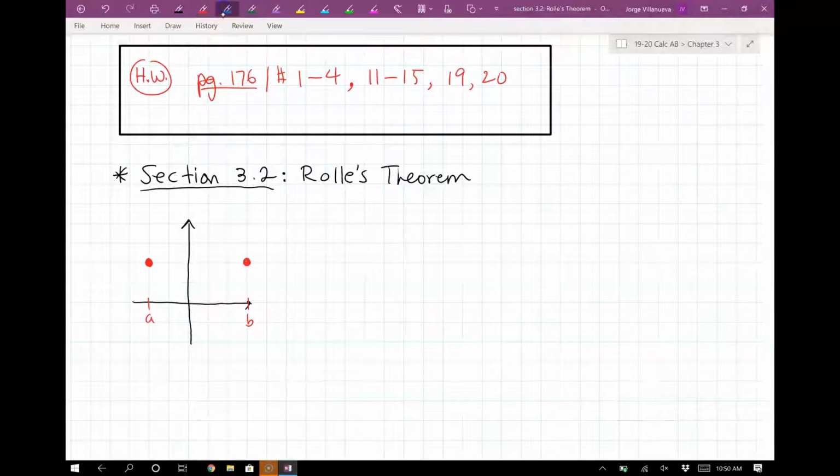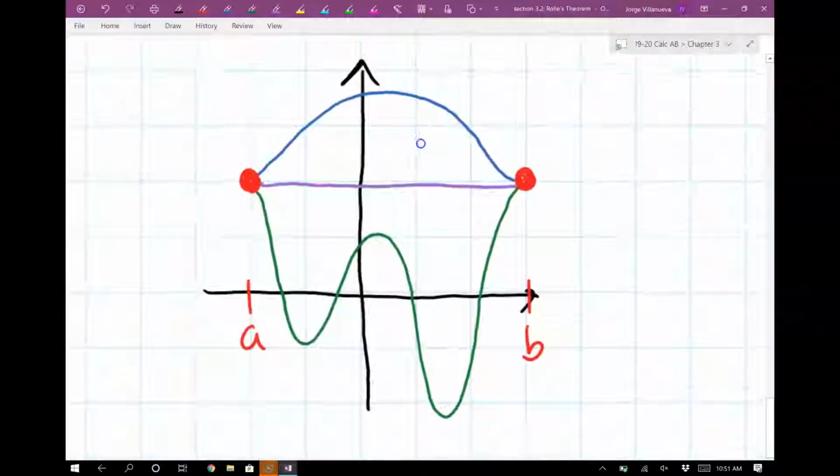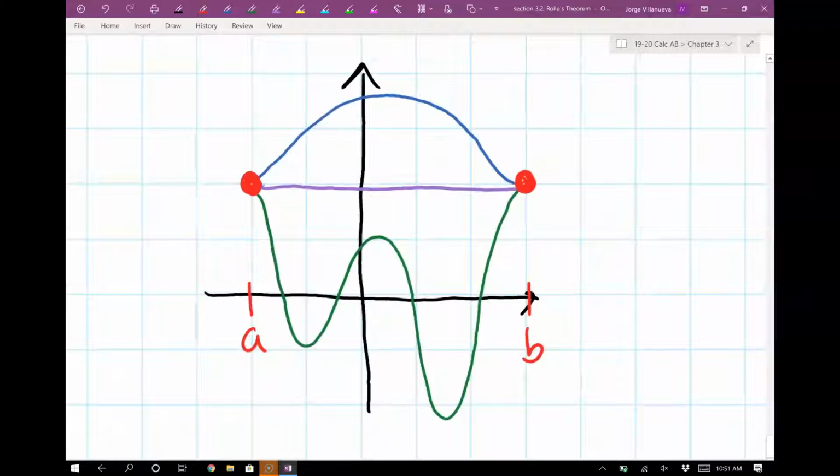In other words, maybe your graph looks like this, or maybe your graph does something like this, or maybe the graph just goes straight across. I'll zoom in real quick so we can talk about that. We have 3 different situations. Notice you can tell that f of A and f of B are equal, they're both at the same height. So if f of A and f of B are equal to each other, let's look at the blue line.